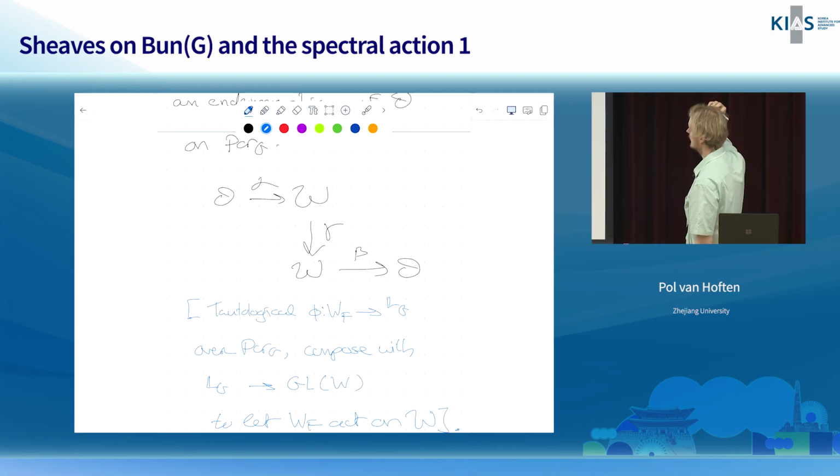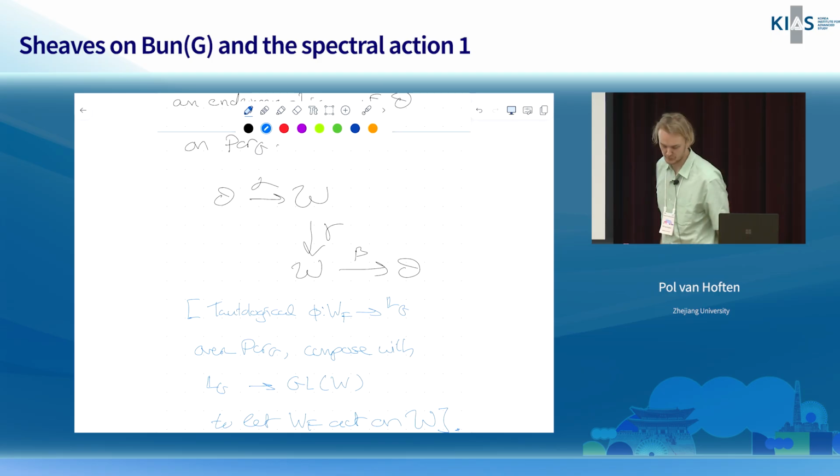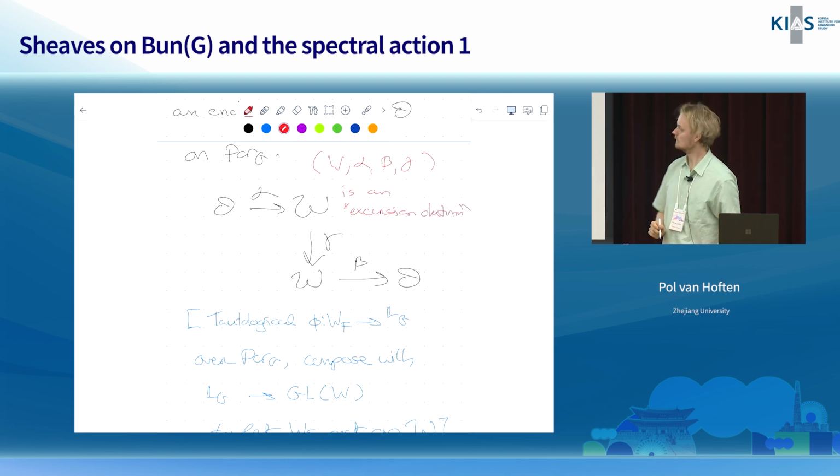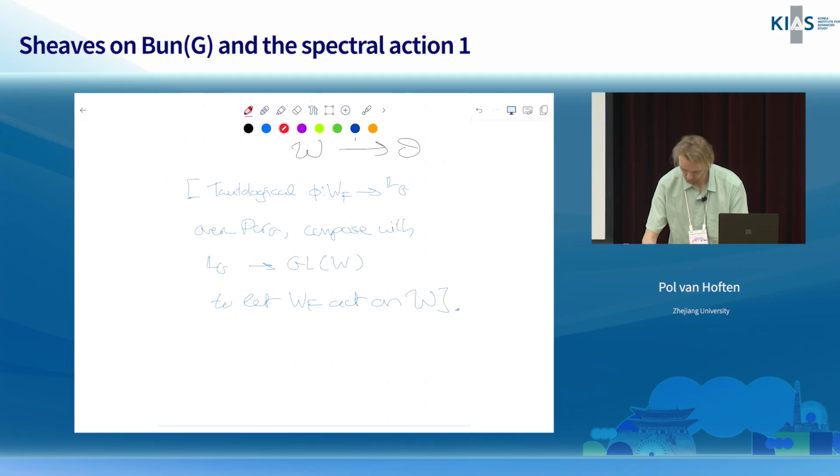Okay, so I can build endomorphisms of O using these kinds of triples, an alpha, a beta and a gamma. And this is a special case of what people call an excursion datum. So my W, alpha, beta, gamma is an excursion datum. Now I just have to tell you what is the corresponding endomorphism on the other side, on Bun G.